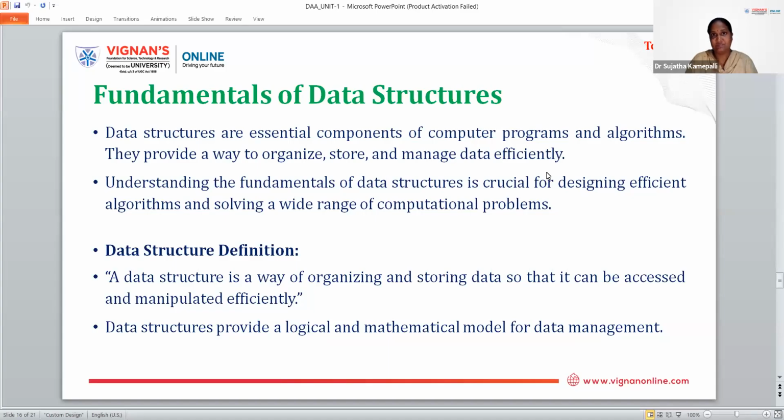Hi guys, welcome to today's session of design and analysis of algorithms. In today's session, we are going to discuss the fundamentals of data structures.